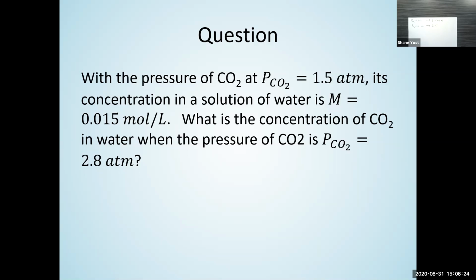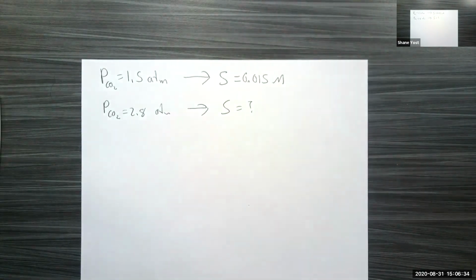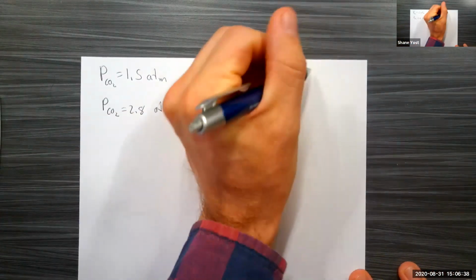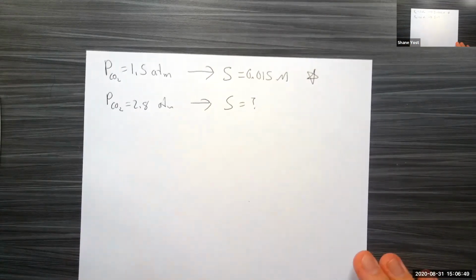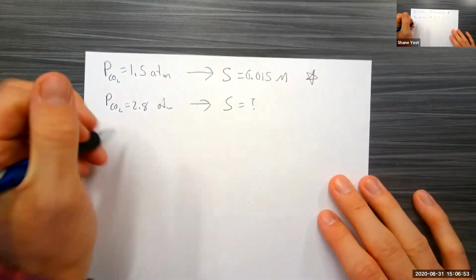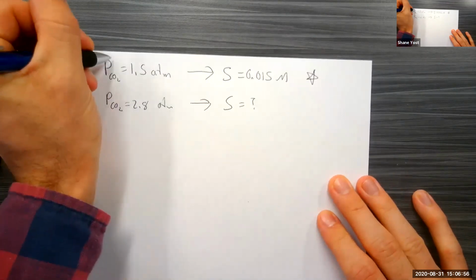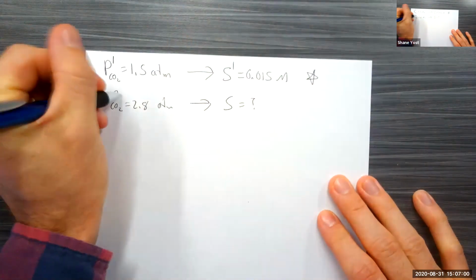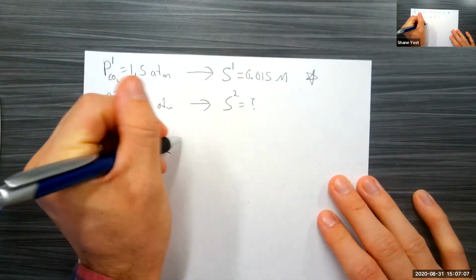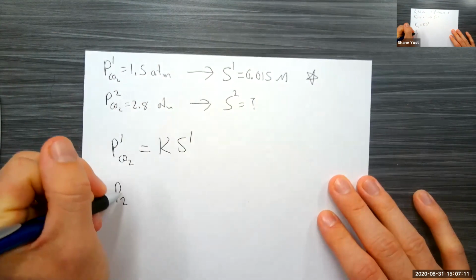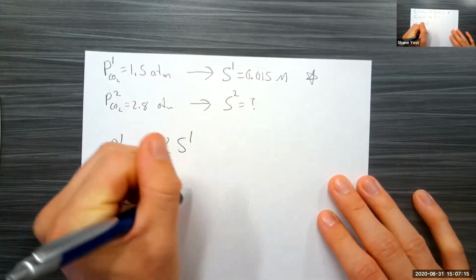All right. So there's a couple of ways you could go about trying to solve this problem. We can approach this problem like we did the last one: use this information up here to solve for K, the Henry's law constant, then use that constant to solve for the concentration in the second part. I can also do this by calling these P1, S1, P2, S2. Then P1 of CO2 is related to K times S1, and P2 of CO2 is equal to K S2.